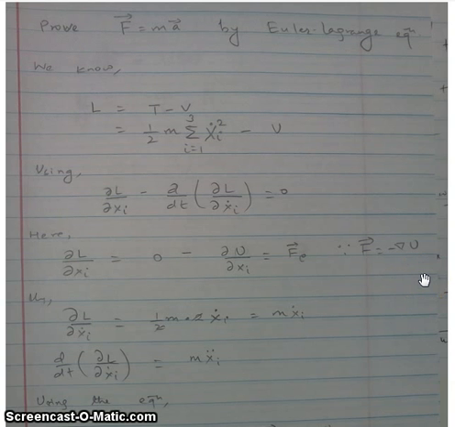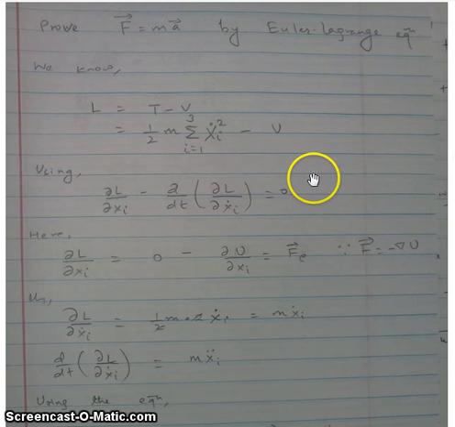This is screencast 3 of chapter 7. Actually, it's the first screencast of chapter 7, and in total the third screencast. In this one I'm trying to prove Newton's second law, F equals ma, by the Euler-Lagrange equation.